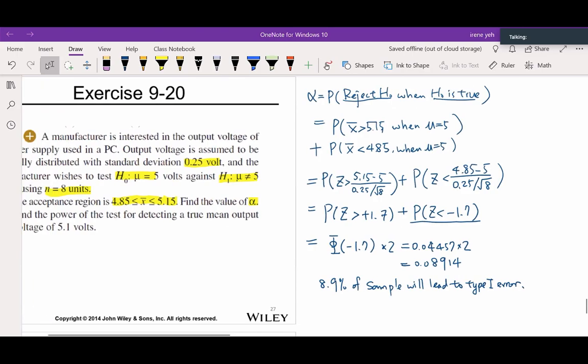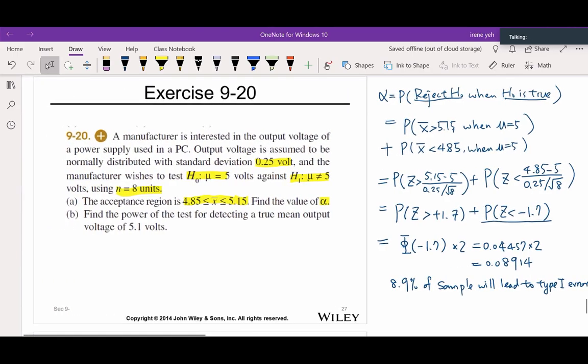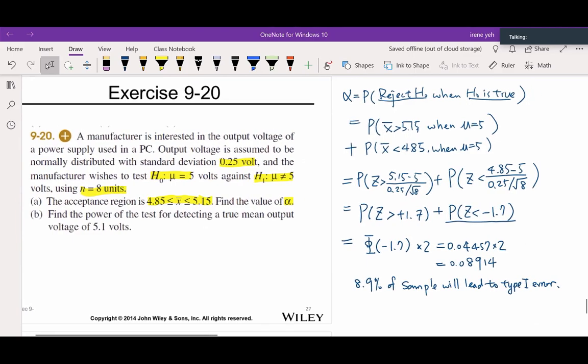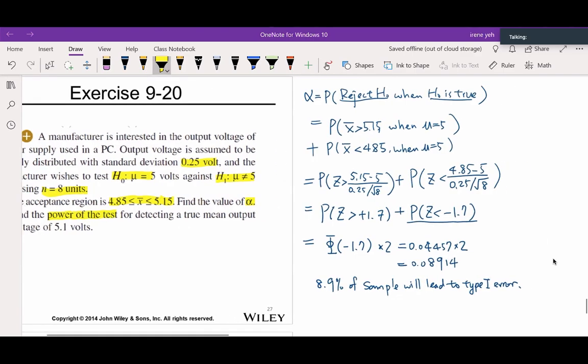Second case, find the power of the testing for detecting a true mean output voltage at 5.1. 5.1 and 5 are so close to each other. So before we derive this calculation, we know beta is going to be very high and the power is going to be really low because 5 and 5.1 are so close to each other. Okay. Let's go over here.